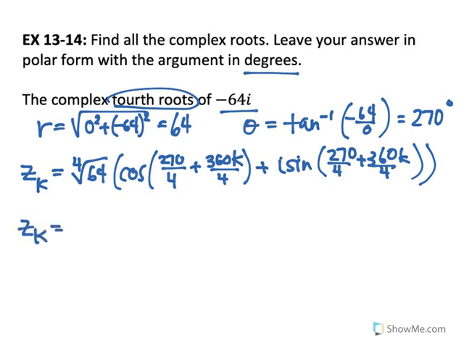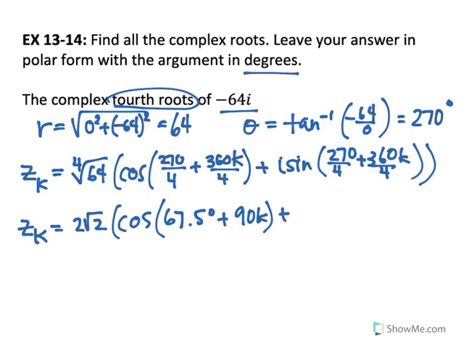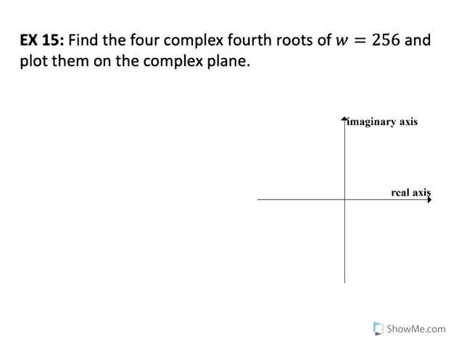In the simplified form, the fourth root of 64 is 2 root 2. And then this will simplify your 270 divided by 4. Actually, 270 divided by 4 is not 90, it's 67.5. And then you would write plus 90k, plus i sine of your 67.5 plus 90k. And that would find all of your complex roots. Okay.